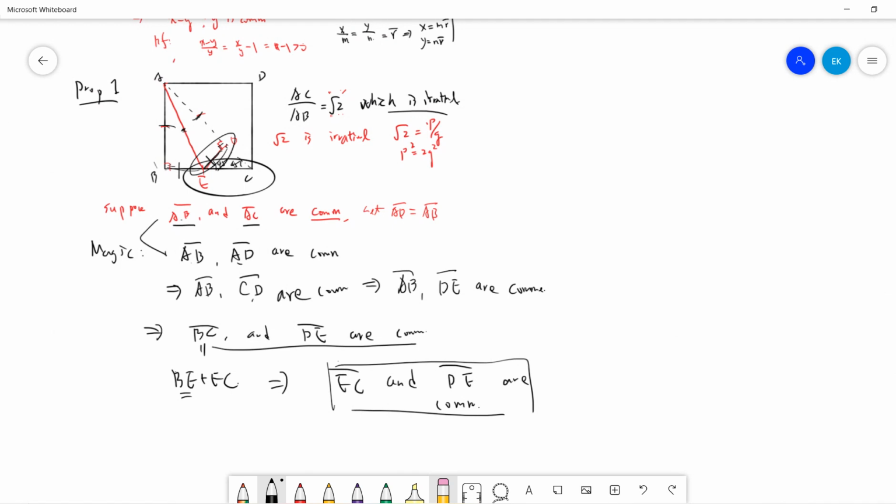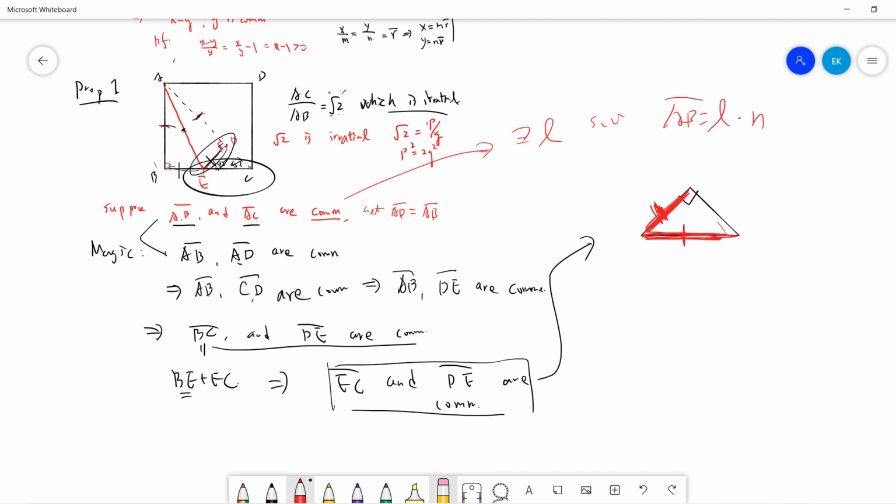But you see there's a contradiction, because we get a smaller triangle, a right triangle, whose sides we say are commeasurable by L. Originally we say that AB and AC are commeasurable, that means there is this L such that AB is L times some integer, and AC is L times some integer. And from here we get that this small right triangle has the same property: DE and CE are commeasurable.